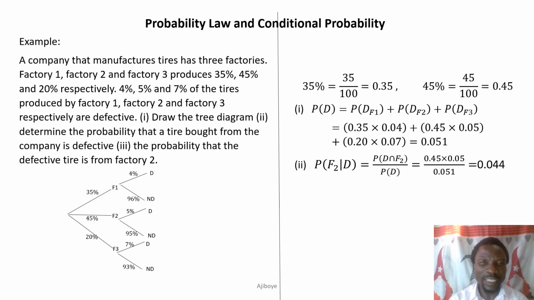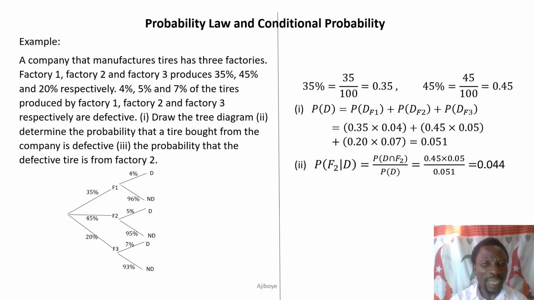In our previous lessons, we have looked at the addition and multiplication law of probability, and so we want to apply that concept to this example. A company that manufactures tires has three factories: factory 1, 2, and 3, and each of the factories produces 35%, 45%, and 20% respectively. 4%, 5%, and 7% of these tires produced by factory 1, 2, and 3 respectively are defective. Now we are required to draw the tree diagram.